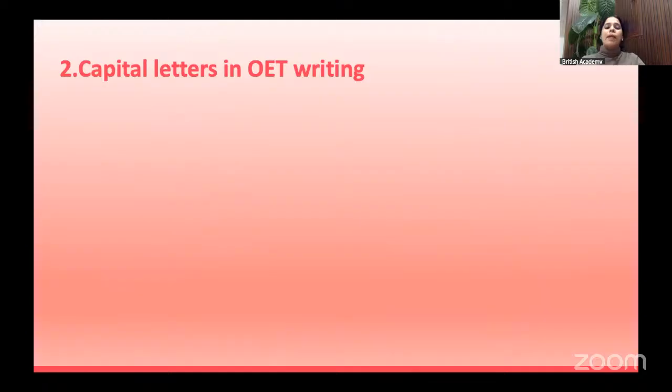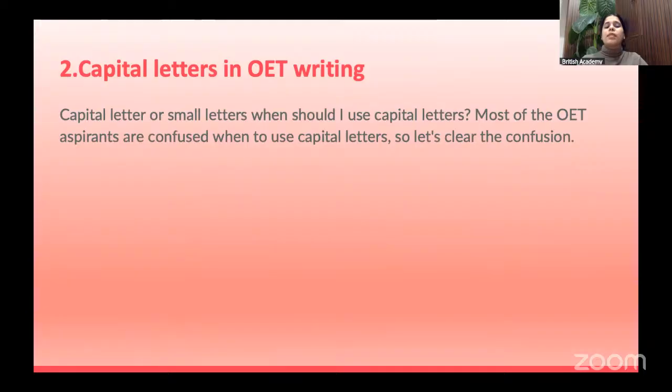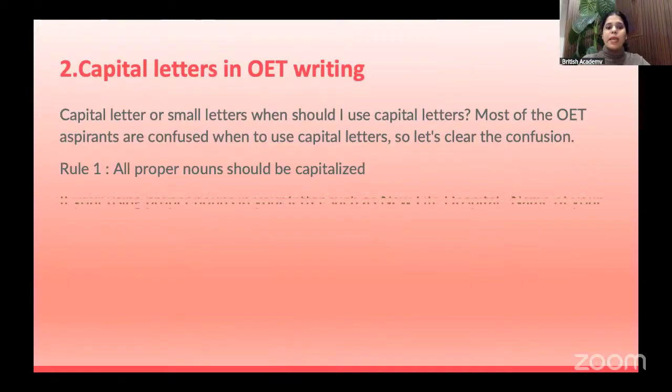Now, capital letters in OET writing. Capital letters are one more very important element. I have seen students getting confused. When should I use a capital letter? Is it necessary to apply it there? Should I remove it from here? Most OET aspirants are confused about when to use capital letters. So, let's clear this confusion. The first rule is that all your proper nouns should be capitalized.